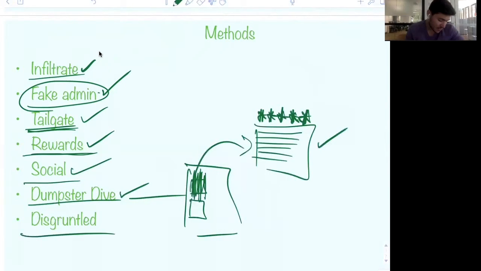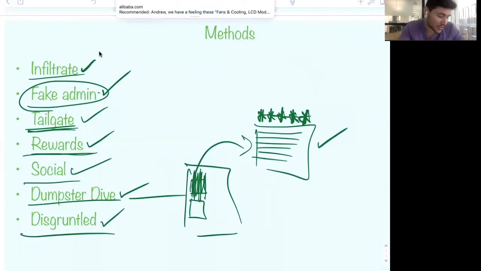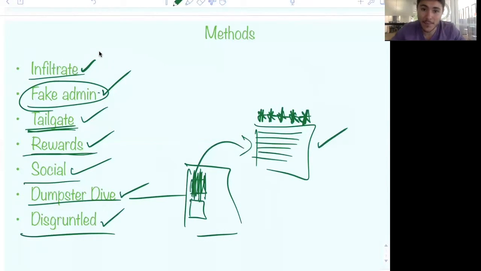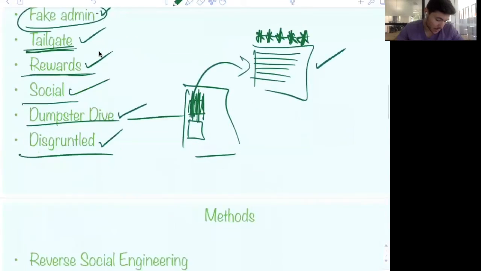We already spoke about disgruntled employees or disgruntled methods. If I'm not happy in my job, I'm going to cause some form of disruption. So we're going to take a sort of disgruntled approach.